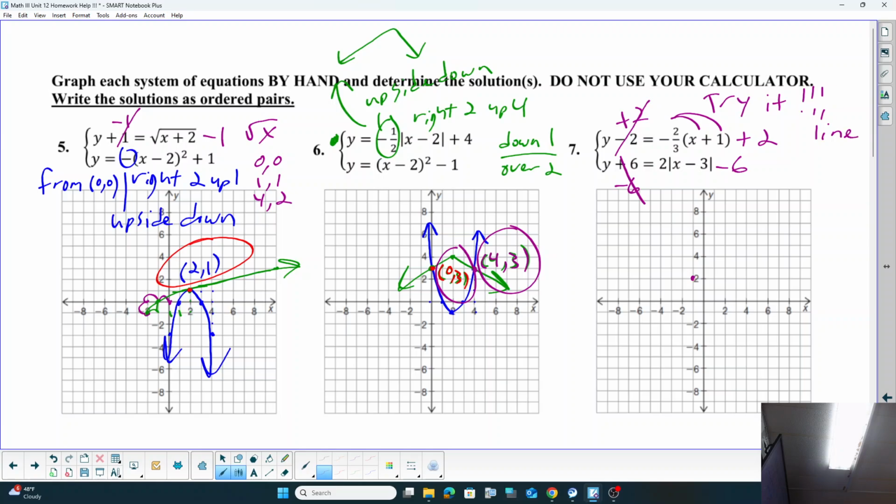Right? They're trying to trick us. So it's actually going to be y equals, ready? Here it is. So y equals negative 2/3 x. Negative 2/3 times 1 is negative 2/3.